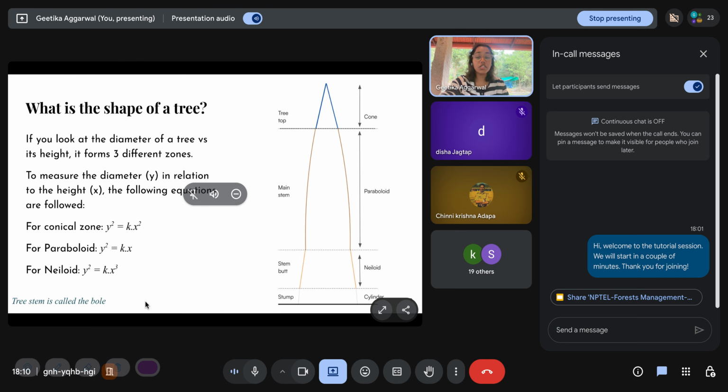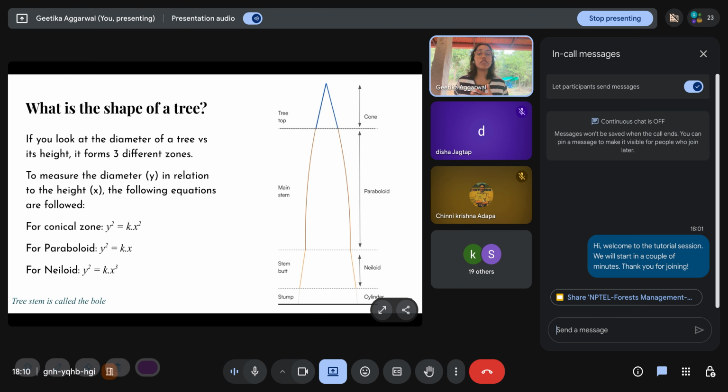Okay, and an important thing is the tree stem is called the bole. So this is a new terminology here, that the tree stem is called a bole. It will be used later across the lectures. So if you look at the shape, the form of a tree, basically what we're talking about is mostly the bole or the stem of the tree and how it changes with the height of the tree.